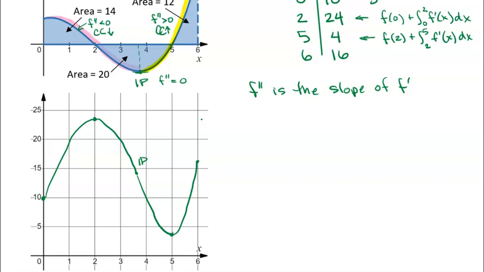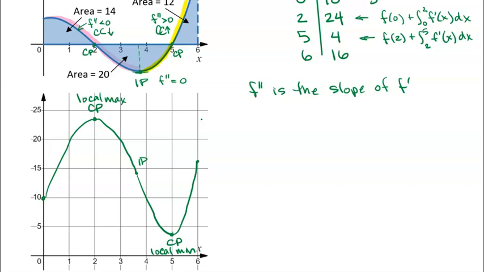Now I can also tell where my critical points are. This is a critical point. This is a critical point, right? The critical points are where the derivative is 0. So this is a critical point, and this is a critical point. You can see that this is my local maximum, and this is the local minimum down here.